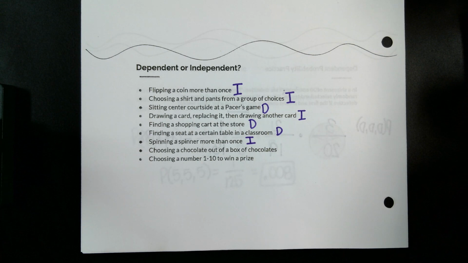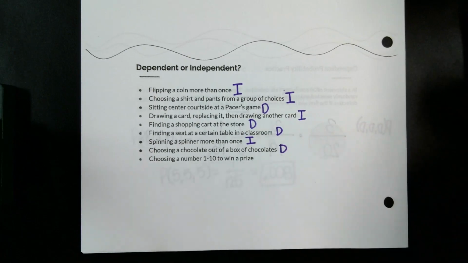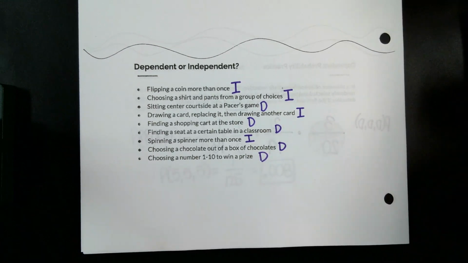Choosing a chocolate out of a box of chocolates. Dependent, because it's going to depend on what's left. You never know what you're going to get. Choosing a number 1 through 10 to win a prize. Dependent.